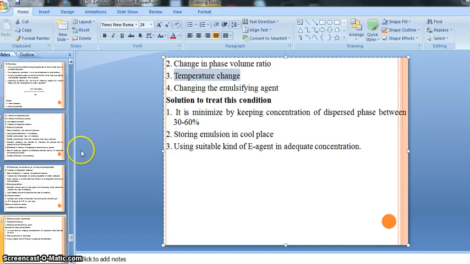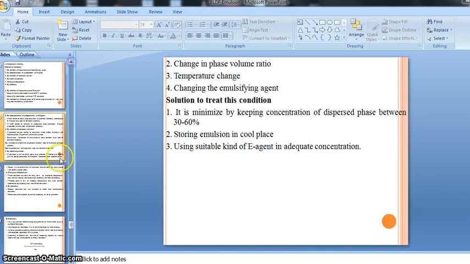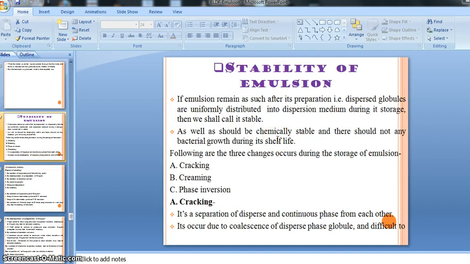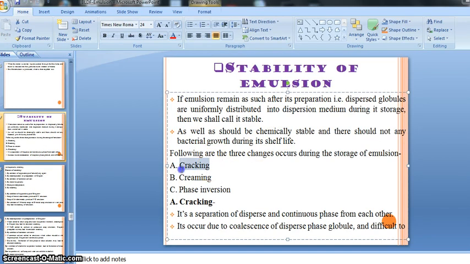So this is about the stability of our emulsion. We learned that it is cracking, creaming, and phase inversion, right? These are the main three changes which occur during the storage of our emulsion. So you should remember this. This topic is very important from the exam point of view, so you should remember this and understand carefully, right?